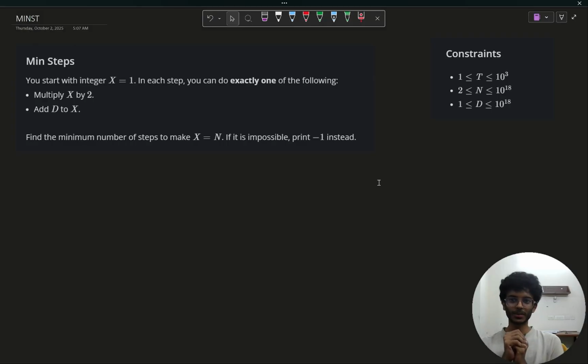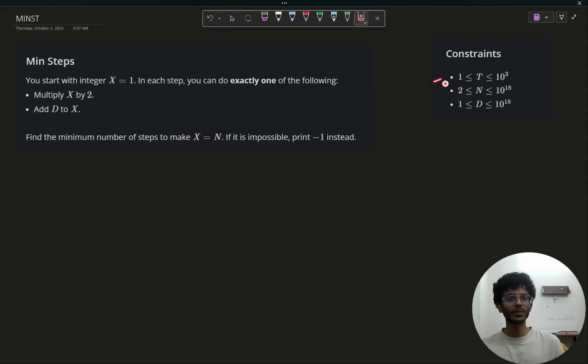So yeah, today's question is MINST. In this question, we begin with an integer x equal to 1 and we're allowed to do one of two operations. In each operation, we can either multiply x by 2 or add a number d to x. We need to find the minimum number of steps to make x equal to n. And if it is not possible, we need to print -1 instead.